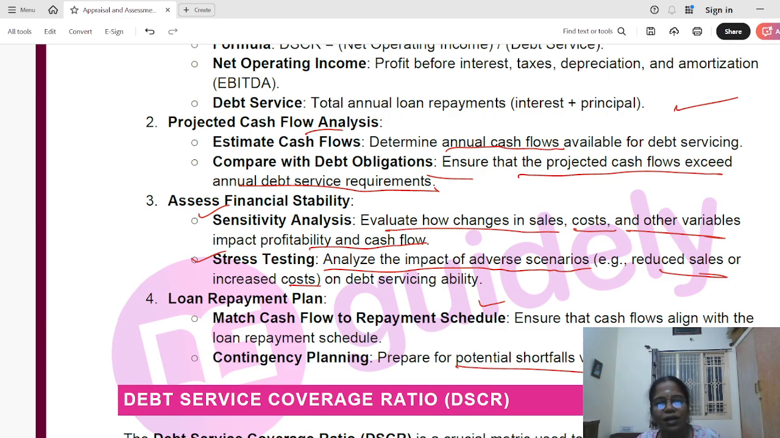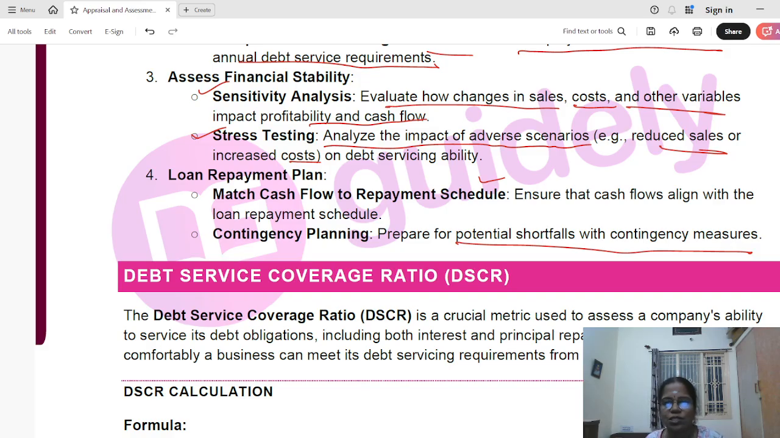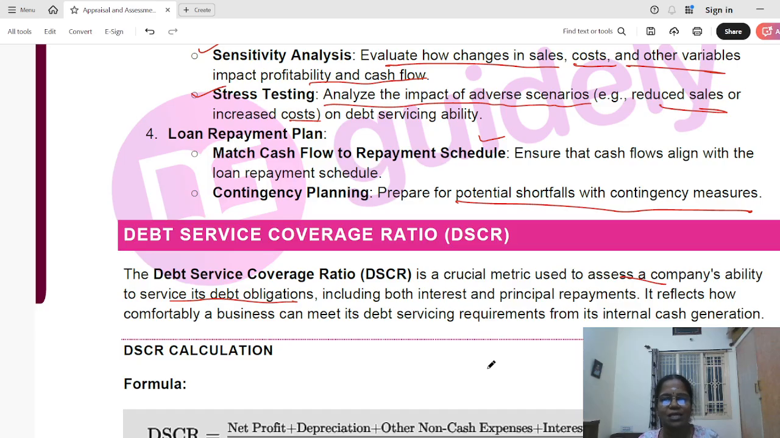The next one is the debt service coverage ratio. That is a crucial metric used to assess a company's ability to service its debt obligations. The debt service coverage ratio is about whether the company's business can meet its debt obligations, whether the business they run can repay their debt. It reflects how comfortably a business can meet the debt servicing requirement.